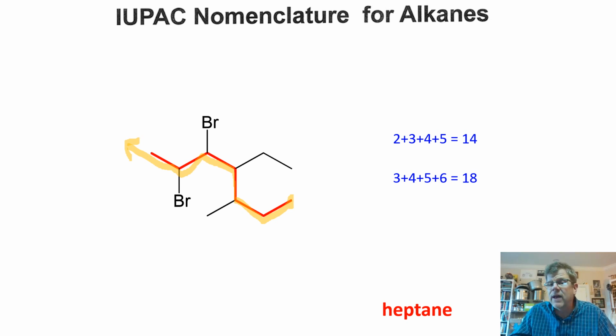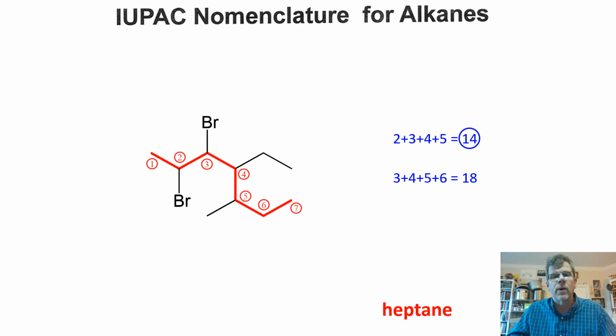So now that we have both of those, we choose the direction which gives the lowest number. That would be the direction which gives us 14 in this case, and that is how we're going to number it, 1 through 7. Seems like it's a lot, and sometimes you can figure this out on your own if there's only 1 or 2 substituents and they're all the way over to one side of the parent structure. It's like, all right, yeah, I'm going to number from that side.